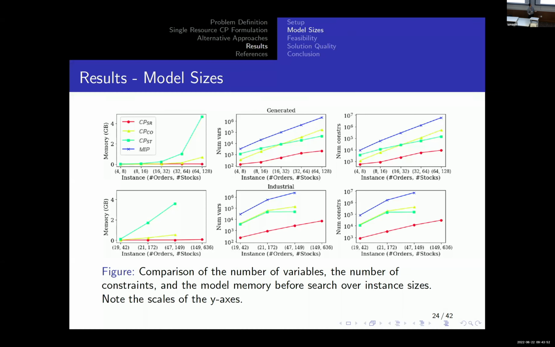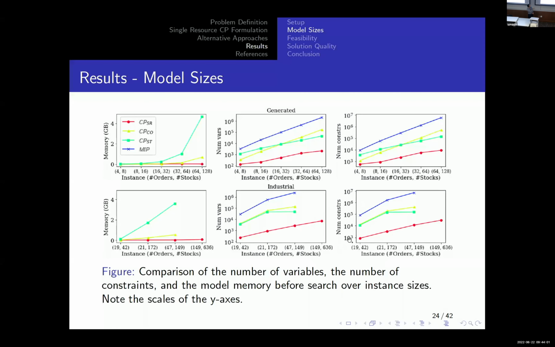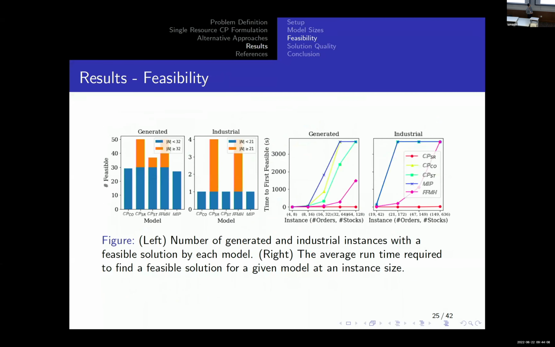The single resource model also uses significantly fewer variables and constraints, as you can see in the middle and the right-hand column here. And in fact, the plots are log scale, so the distances appear larger than they seem. Accordingly, the single resource model is the only model-based approach to find a feasible solution to all instances tested. Interestingly, the single resource constraint programming model also requires very little time to reach the first feasible solution as well.